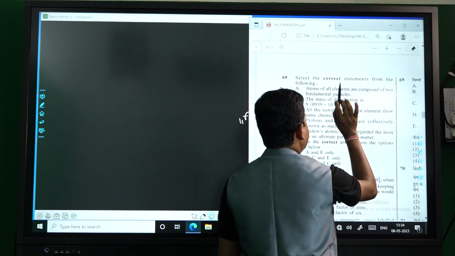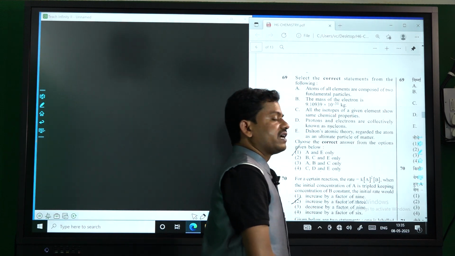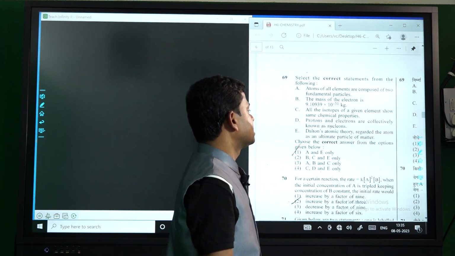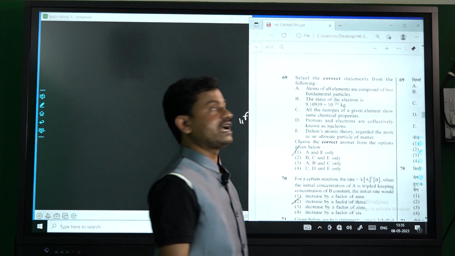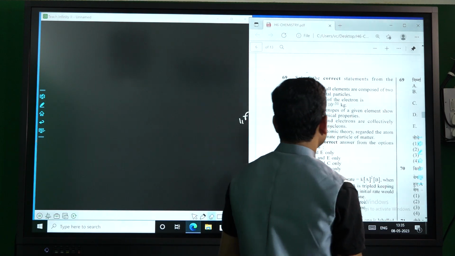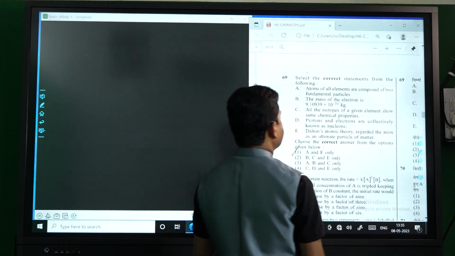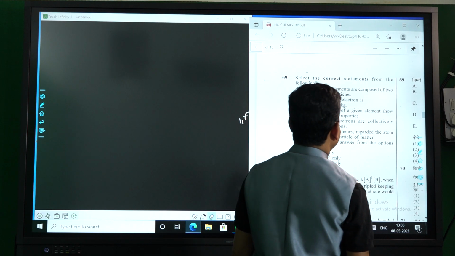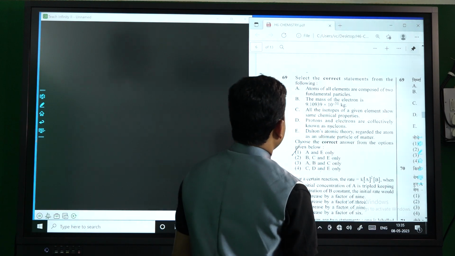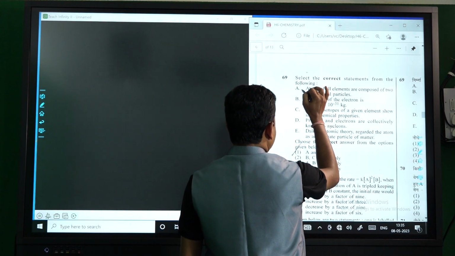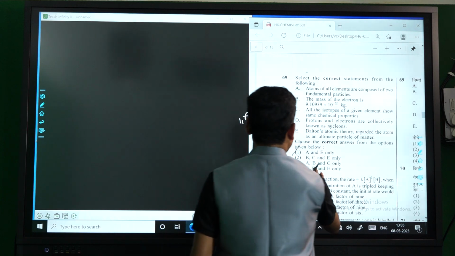Proton and electron are collectively known as nucleons. That line is incorrect. Proton and neutrons are collectively known as nucleons because both the subatomic particles are present in the nucleus according to atomic theory. And Dalton's atomic theory regarded the atom as the ultimate particle of matter. That statement is correct. So in your options B, C, E are correct. So option 2 is correct.